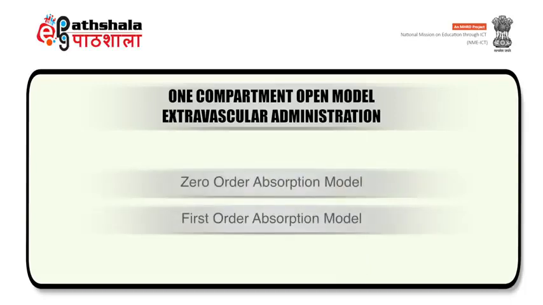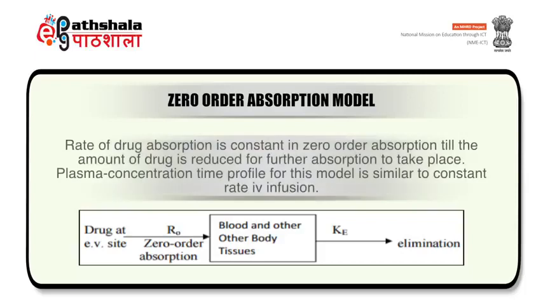The one compartment extravascular administration is classified into two different types of absorption model, that is the zero order absorption model and the first order absorption model. Now coming to zero order absorption model, the model is analogous to that of constant rate infusion, and here the drug at extravascular site is being absorbed by a zero order absorption rate given by the term R0, which further gets distributed into blood and other body tissues and undergoes elimination by a rate constant Ke.